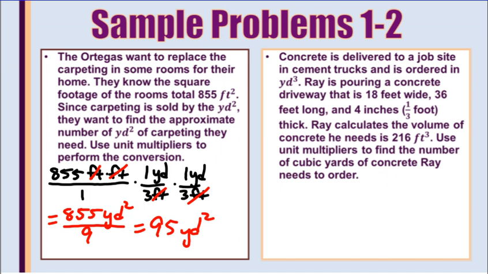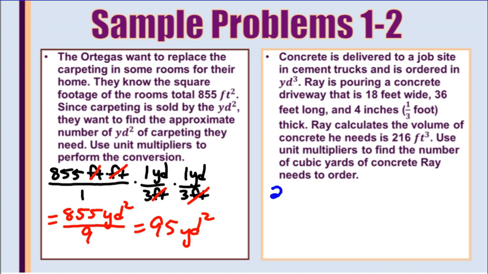Next one. Concrete is delivered to a job site in cement trucks and is ordered in cubic yards. Ray is pouring a concrete driveway that is 18 feet wide, 36 feet long, and 4 inches, or 1/3 of a foot, thick. Ray calculates the volume of concrete he needs is 216 cubic feet. Use unit multipliers to find the number of cubic yards of concrete Ray needs to order.